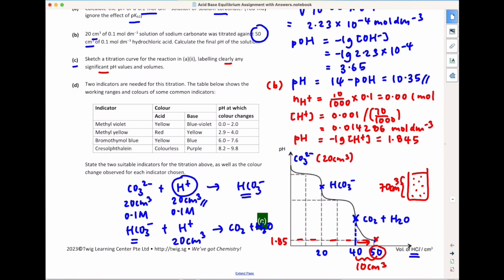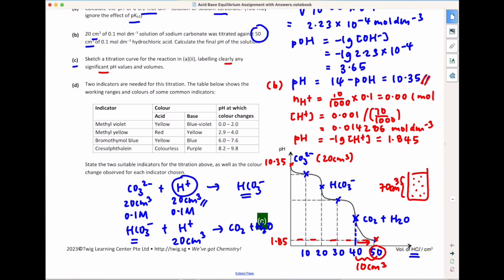You definitely need to find out the pH of the maximum buffer. Okay, so this initial you already know, right? It's 10.35. Just now we calculated. You see that? Okay, so we need to know the pH of the maximum buffer, which is actually over here and over here. So you need to label the volume 10 and 30. Okay, how to find out the maximum buffer?